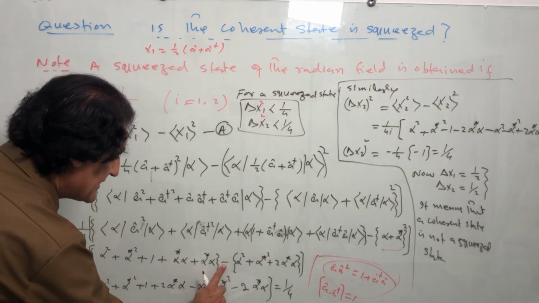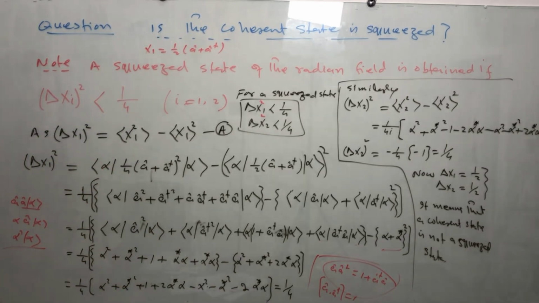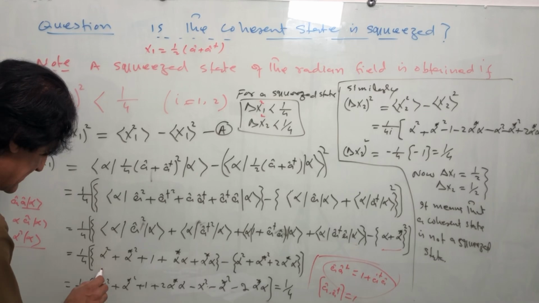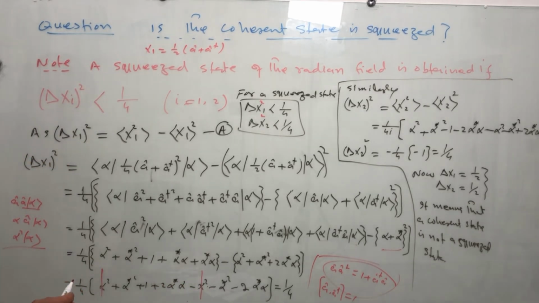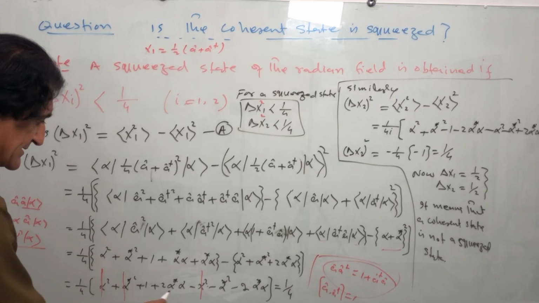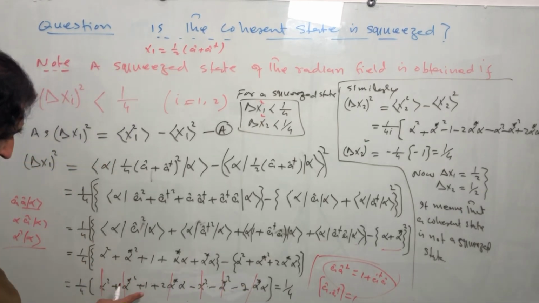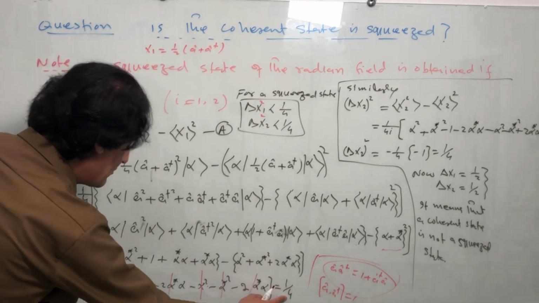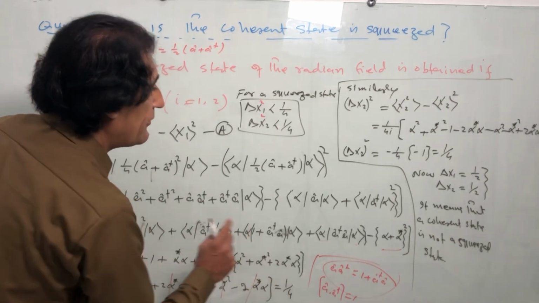Now I can subtract the square of the average and write the whole expression like this. You can see that alpha squared cancels out, positive and negative, and the other terms cancel likewise. Then we get only 1, which multiplied with 1/4 gives 1/4. It means that (Δx1)² is equal to 1/4.